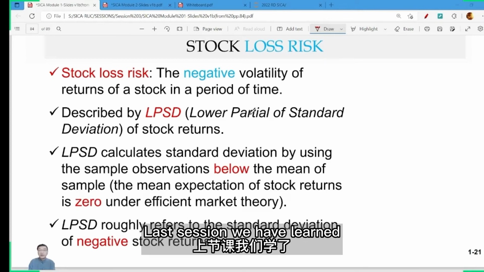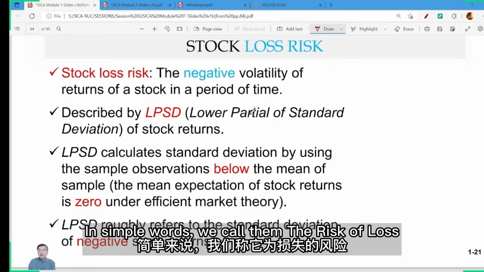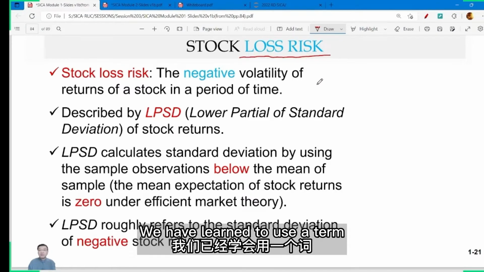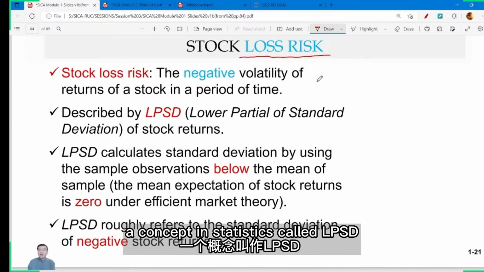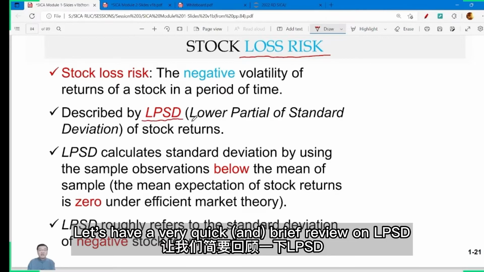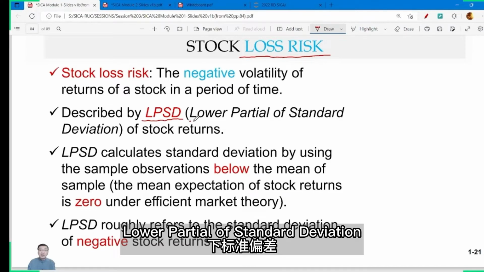Last session, we have learned how to describe the risk of stock investment loss. In simple words, we call them the risk of loss. We have learned to use a concept in statistics called LPSD to measure the risk of loss. Let's have a very quick brief review on LPSD.